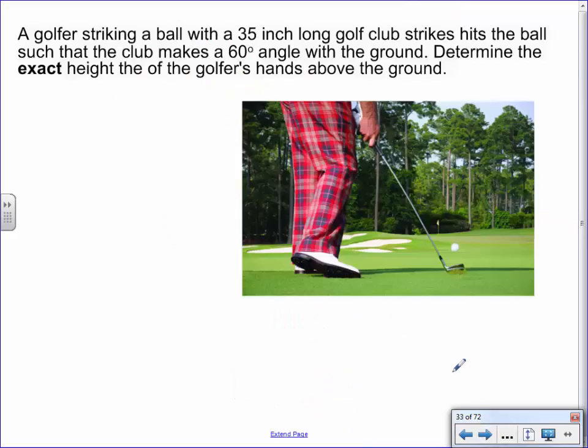Okay, here's another example. We have a golfer. By the way, if you're wanting to think of examples for your research project, you can use some of these. Sports is great for trying to find this. Right? Sports has angles everywhere.